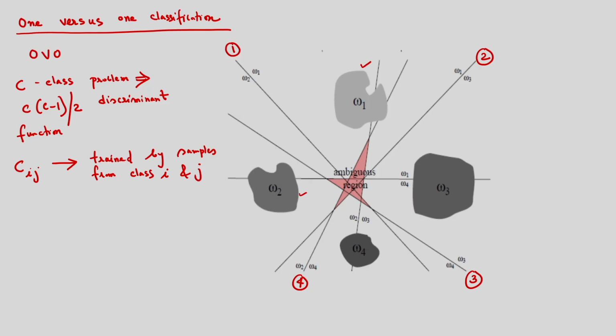So like this I have all the decision boundaries, and you can see we are just taking the decision based on 1 versus 1 comparison. In both the cases you can see I have the ambiguous region. One is the 1 versus all, and this is 1 versus 1 classification. So how to avoid the problem of the ambiguous region? Let us move to the next slide.